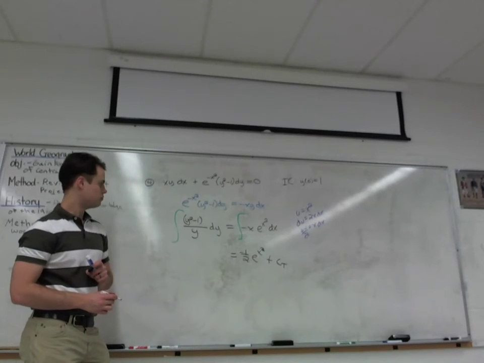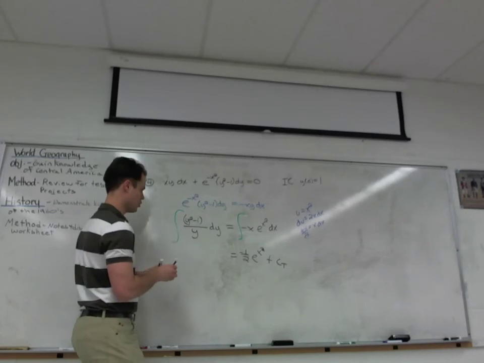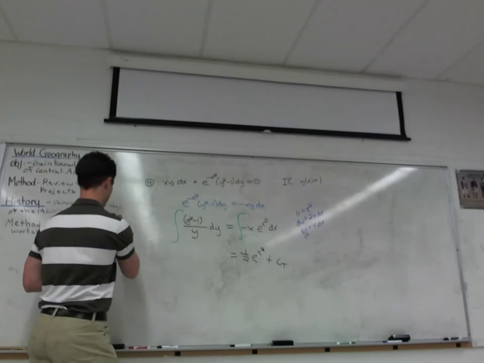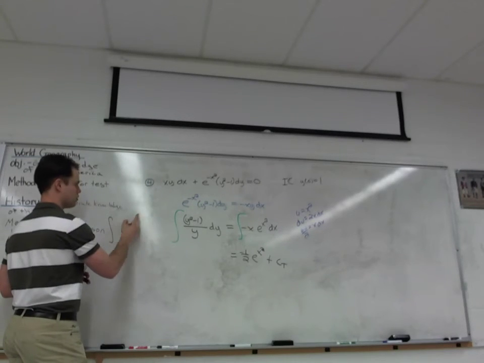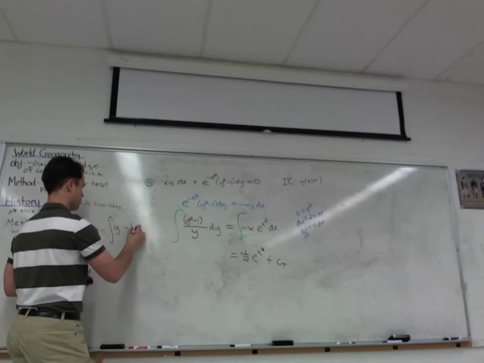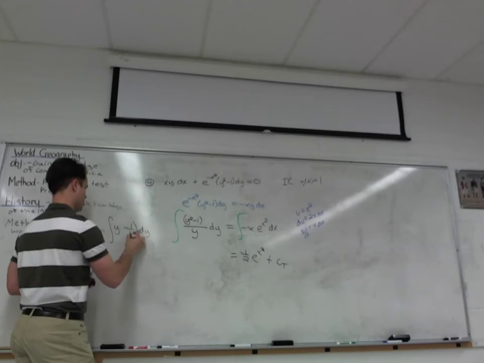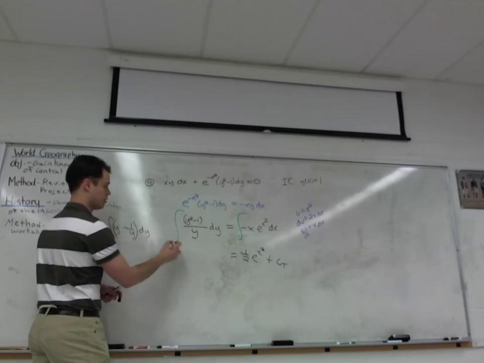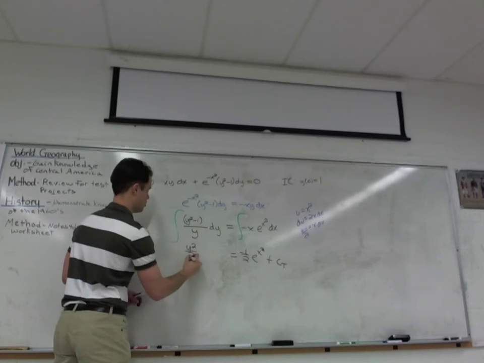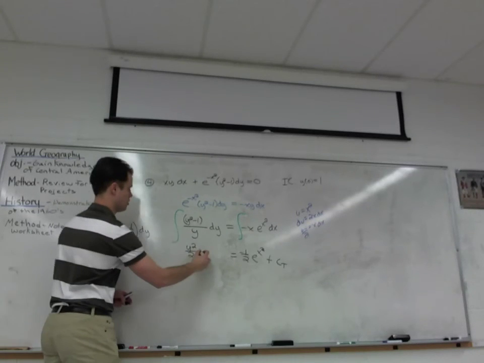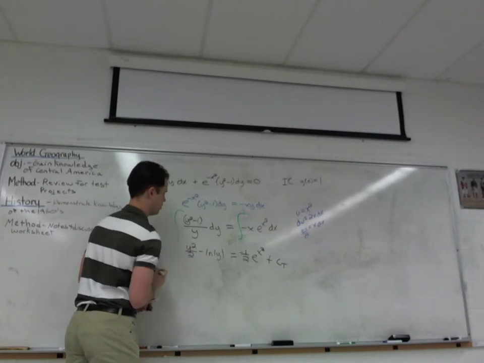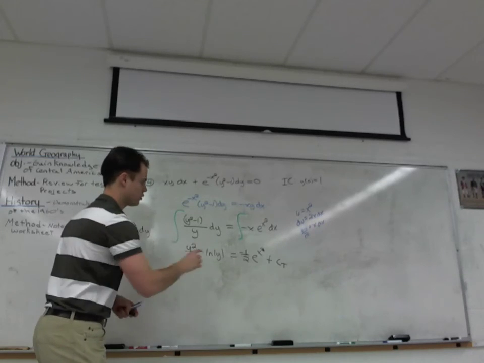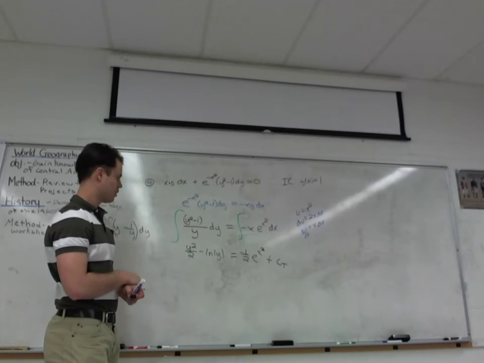So then the other side, are you going to split them up? Yeah, let's just write it off to the side. y squared over y is y, and 1 over y is 1 over y, so it's going to be ln of y. So the first part is y squared over 2, minus natural log of y. We move that constant over and absorb it over there.